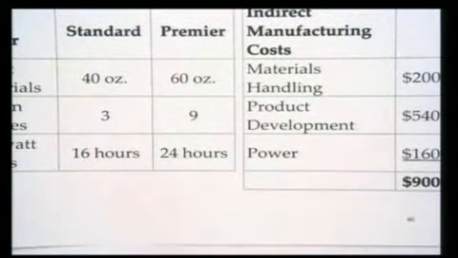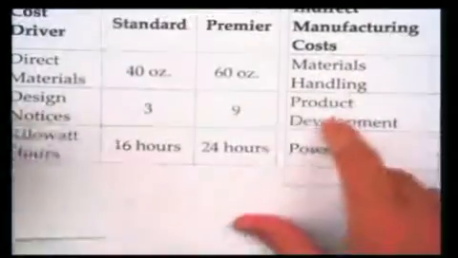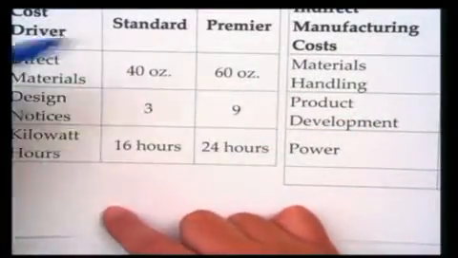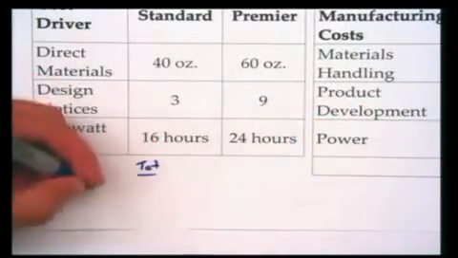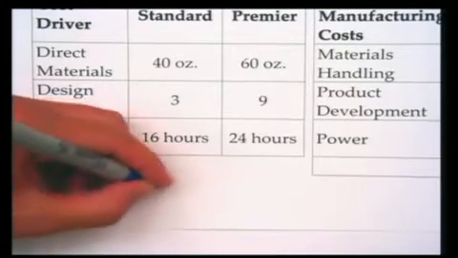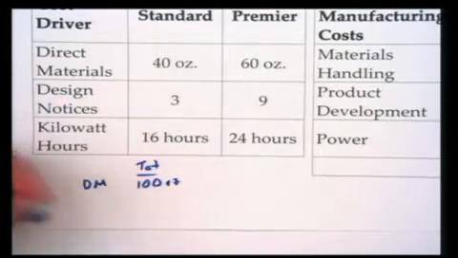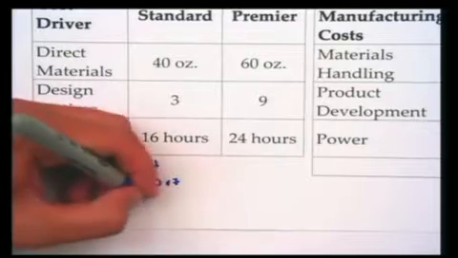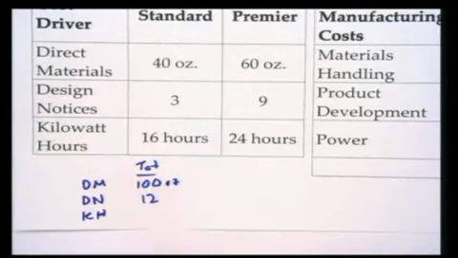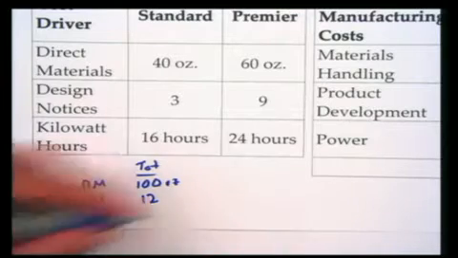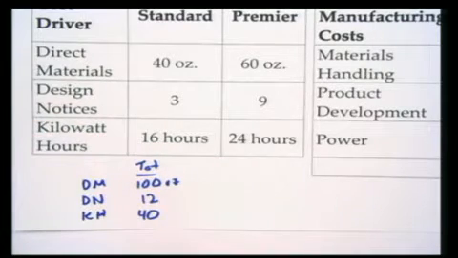Good. We need to, and again, mine's a little crammed here, but we need to get the cost per unit. So for direct materials, guys, I'm going to get the total. I'm going to have to write this down here. You can probably write it on your paper. So the total for direct materials is what? 100 ounces, right? The total for design notices is 12. And the total for kilowatt hours is 16 plus 24, which is 40.